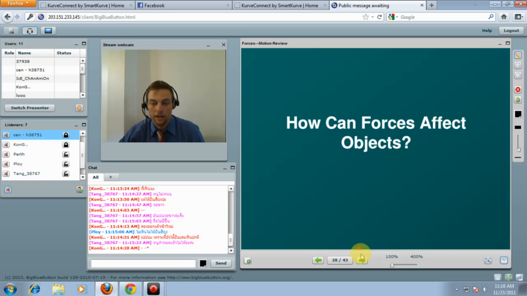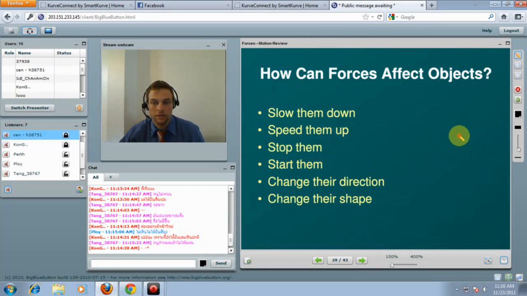How can force affect objects? Okay, so how can forces affect objects? Like we said at the beginning, it can slow them down, speed them up, stop, start. What does this relate to most that we just talked about? Something that involves how big the object is, how much mass the object has. What is the force to slow them down, to speed them up? What's the force to start an object?